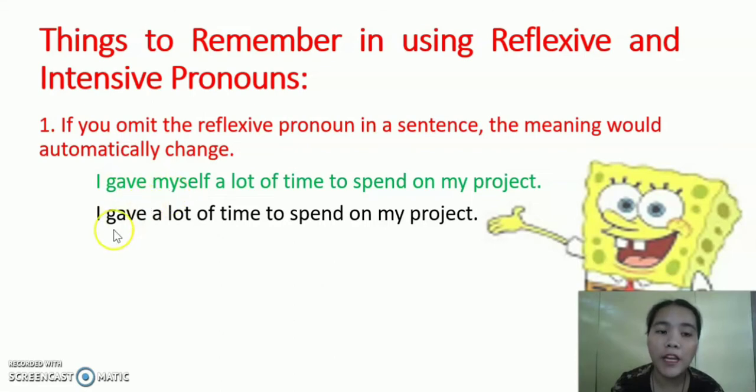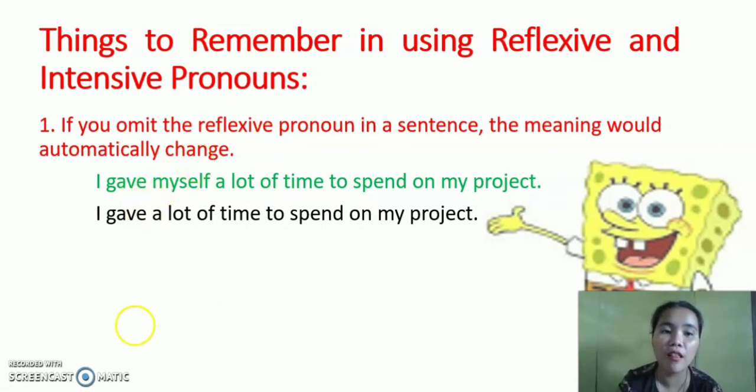Okay? Now, in the second sentence, I gave a lot of time to spend on my project. So, here in the second sentence, nawagtang na ang koan. A reflexive pronoun nga myself. So here, the meaning has changed because in the first sentence, I gave myself. So, meaning ang imuhang lihok kay to yourself. Nibalik ra gihapon to yourself.